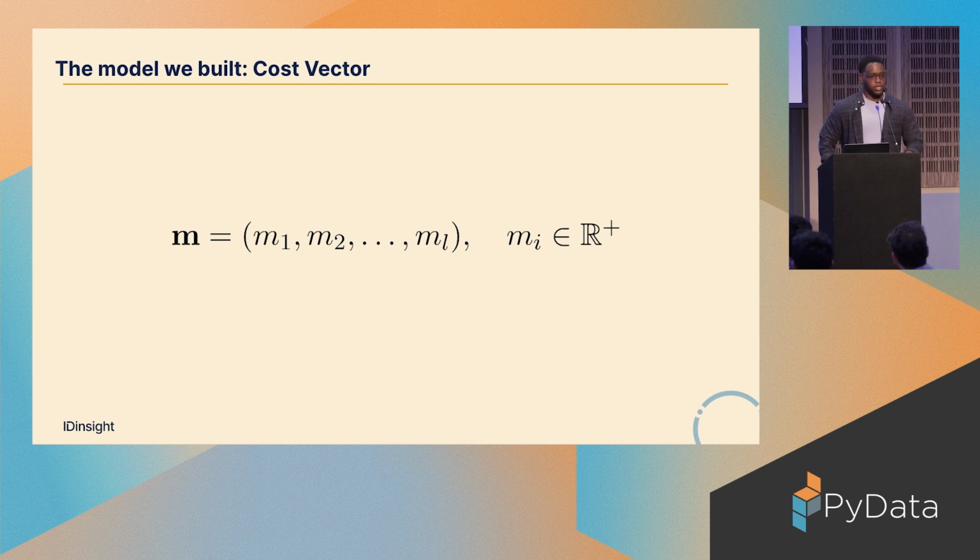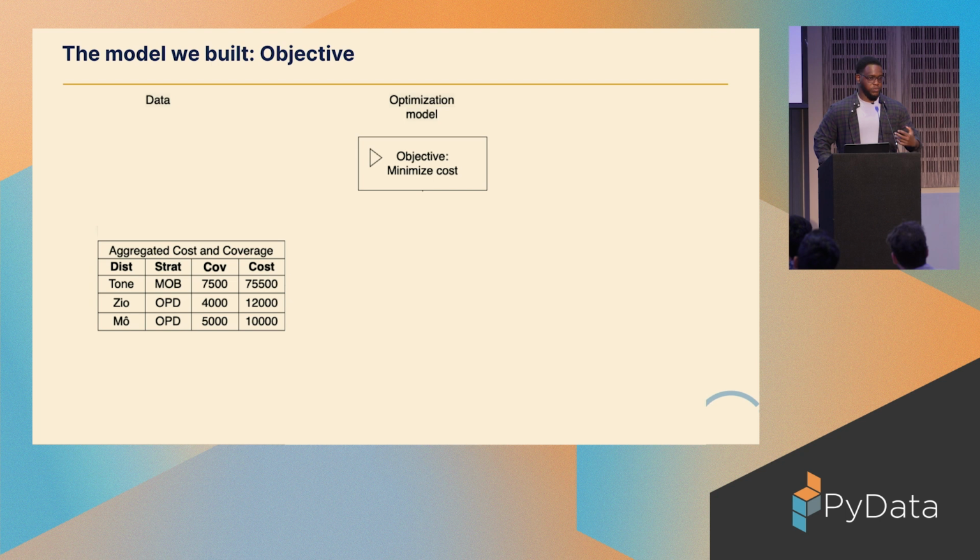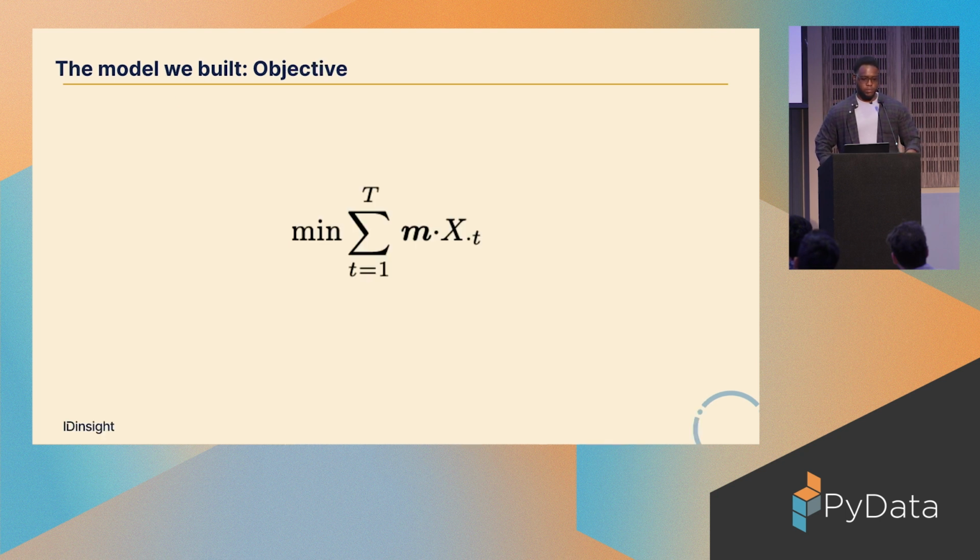Now let's talk about first the objective that we have. Our main objective is to minimize the cost. And here's the representation of the objective, which is in mathematical terms, we need to minimize the sum of the product of the cost vector and each column of our matrix. And in plain English, that's basically make sure that the total cost is as minimal as possible.